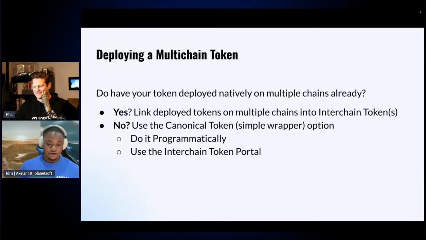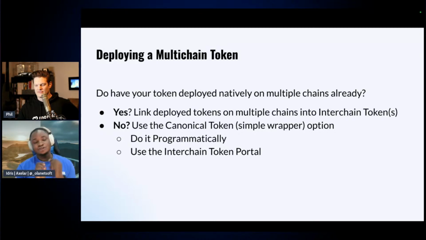But if your answer is no, probably you don't have your token on multiple chains already, you only have it on a single chain. Let's say you have it on Base, for example, and you want to extend or go cross-chain into other chains like Polygon, Avalanche, and the likes. Then the second option is what we have for you, where you could use the canonical token, which is a simple wrapper option, that is to create a bridgeable version of your token across every chain.